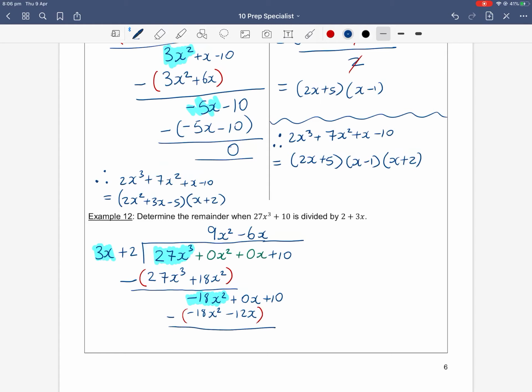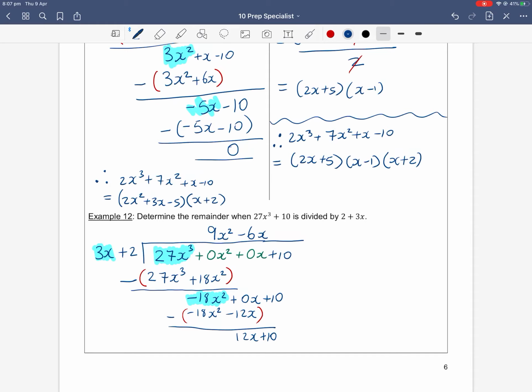So subtract. Negative 18x squared plus, because negative makes a positive, negative 18 plus 18 gives you 0. That's good because you wanted to get rid of the x squared. 0 minus 12 gives you a positive 12x. We've still got a plus 10, so let's carry that down.